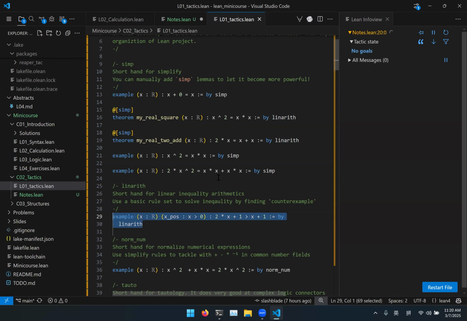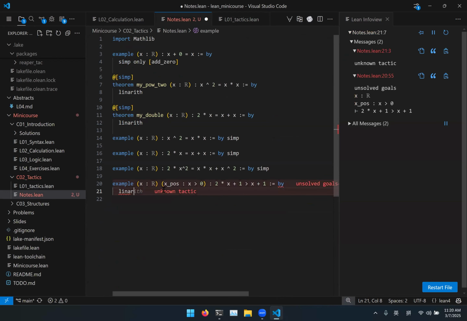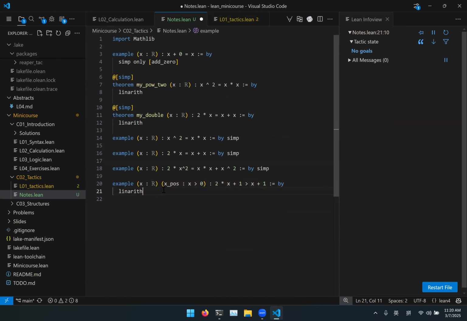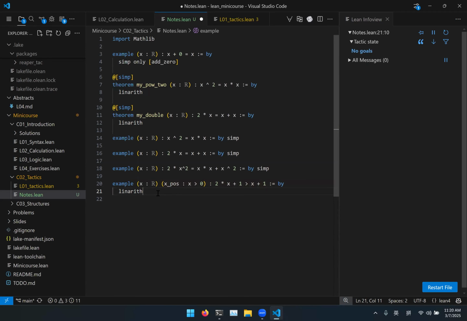So we still use this inequality example. We find that with linarith, it can find a counterexample to solve this claim. The difference is that because it uses the counterexample in the back end, it's type correct, but you cannot see what it actually does. You will not know exactly which lemmas and theorems it uses.